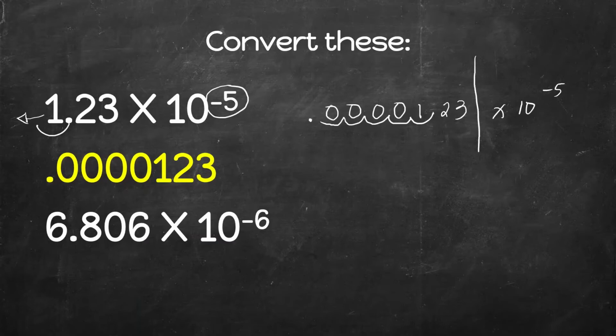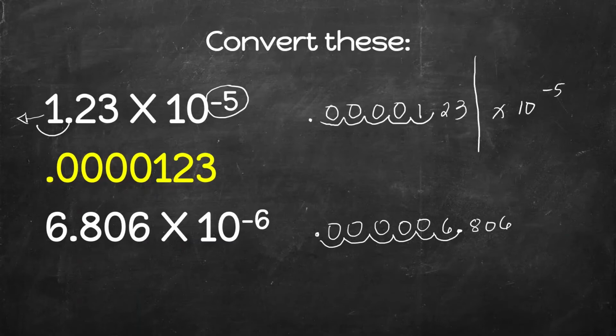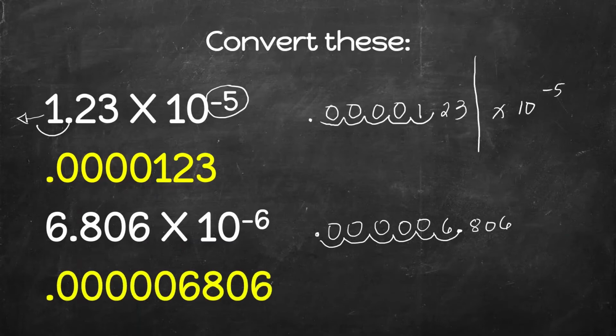Okay, another example. 6.806 times 10 raised to negative 6. So, lagyan natin dito 6.806. Ito yung point niya. Locate natin. And then, 6 movement to the left. 1, 2, 3, 4, 5, 6. Lagyan natin ng 0. And then, mapupunta na dito yung decimal kasi nga, minove natin siya. So, it will become 0.000006806. I hope it makes sense.